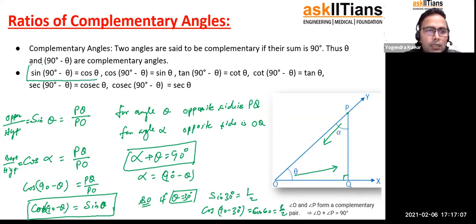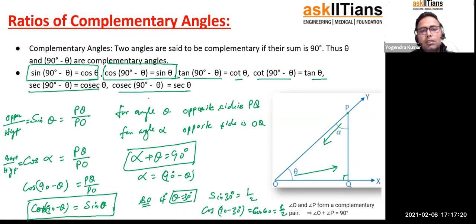Sine of 90 minus theta is the same as cos theta, or cos of 90 minus theta is the same as sine theta. The same goes with tan and cot, and secant and cosecant. So this is the proof I showed you. You have to remember these relations now, right? I hope it is clear.